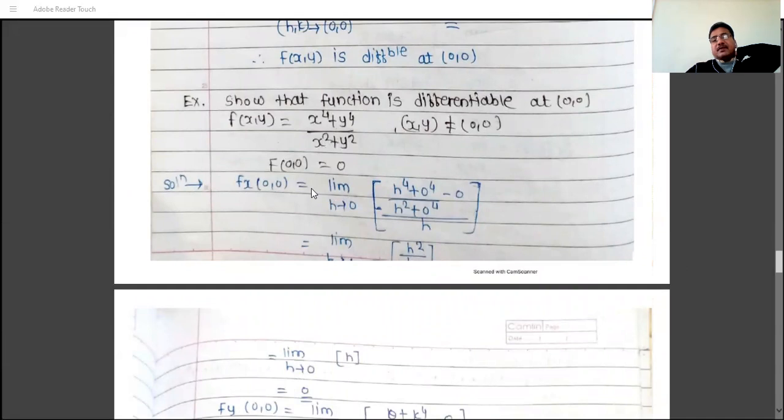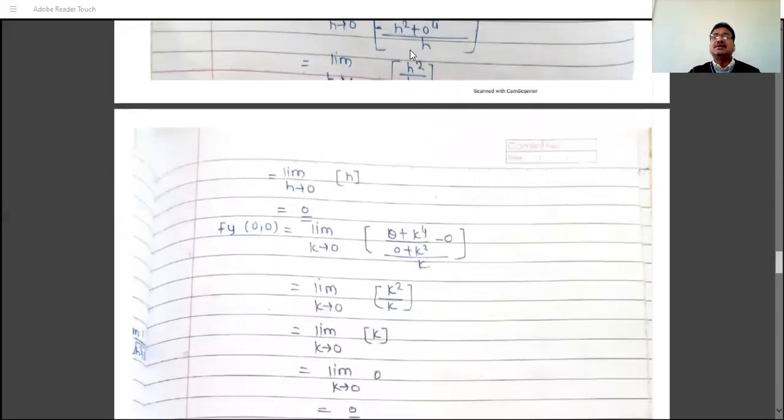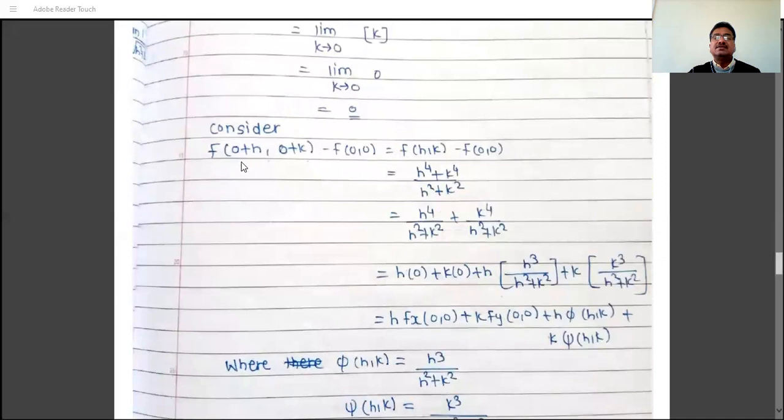Another problem. First find f_x(0,0) by using the definition. Limit h tends to 0 of [f(h,0) minus f(0,0)] divided by h. f(0,0) is 0, so it is h square by h, that is h, and the limit as h tends to 0 is 0. Similarly f_y(0,0) is 0. Now consider f(0 plus h, 0 plus k) minus f(0,0), and express this in this form, then we say the function is differentiable at (0,0).